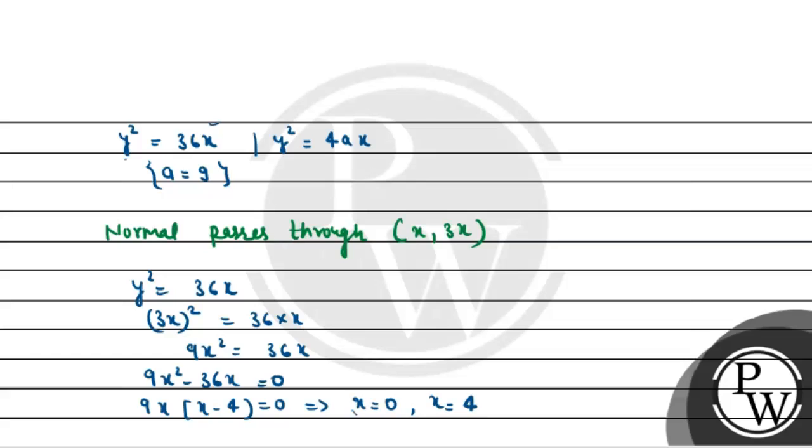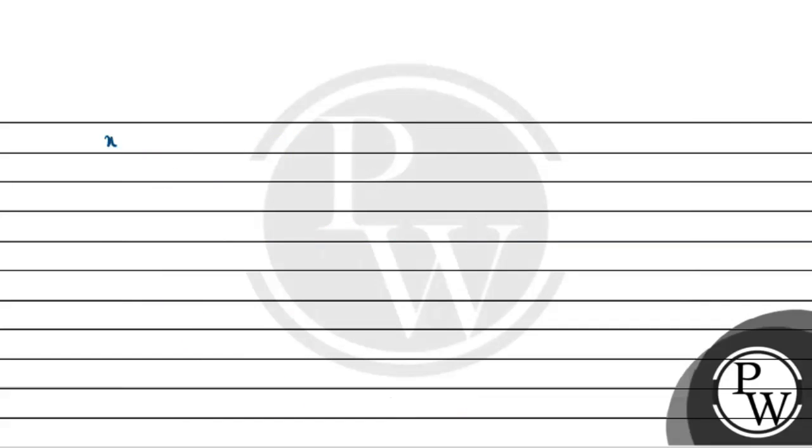So x is equal to 0 will give the origin, because if the value of x is 0 then the value of y will also be 0. So which condition will we take here? x is equal to 4. So if x is equal to 4, then we have y is equal to 12. Given here, our point will be (4, 12).